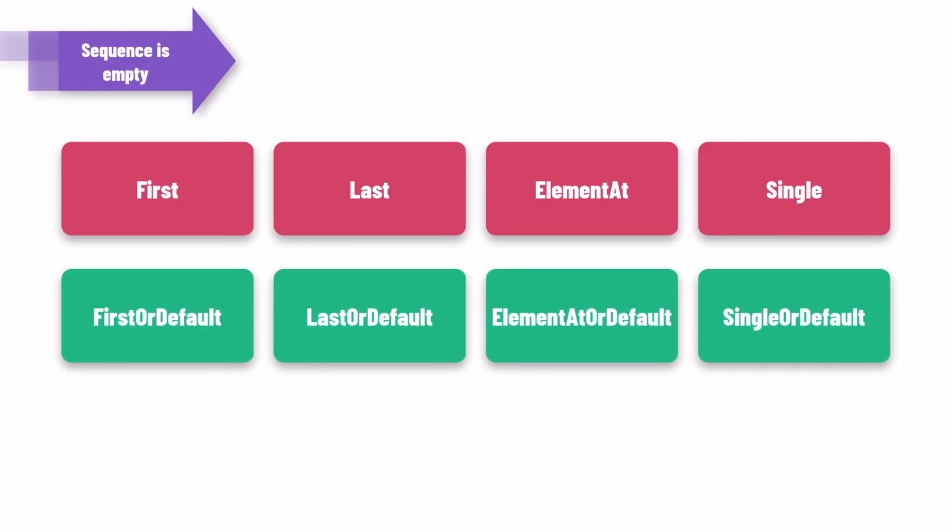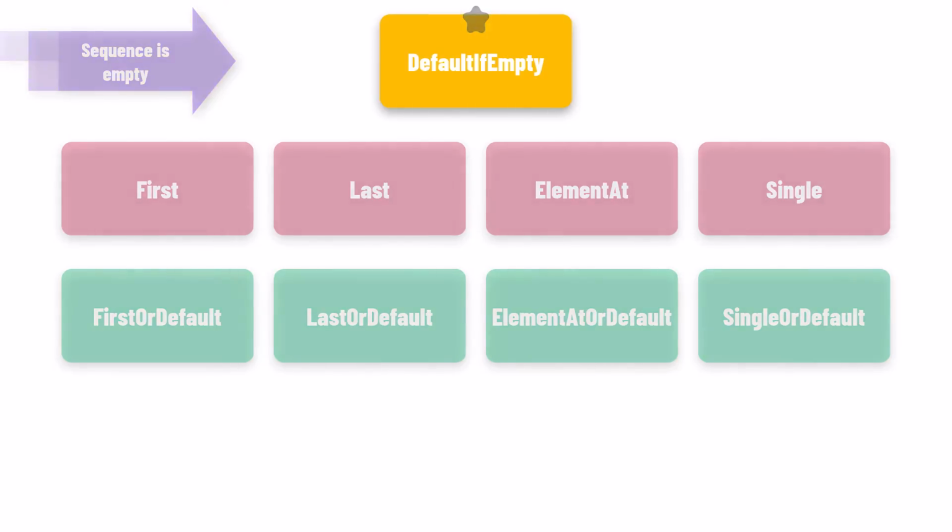And today's star, DefaultIfEmpty, is another such safety net. It seamlessly bridges the gap, ensuring that whether our sequence has data or not, we're never left stranded. Today, we'll explore how DefaultIfEmpty can be paired with other element methods, and also other LINQ methods, ensuring a smooth and error-free RPA experience. Let's get started.